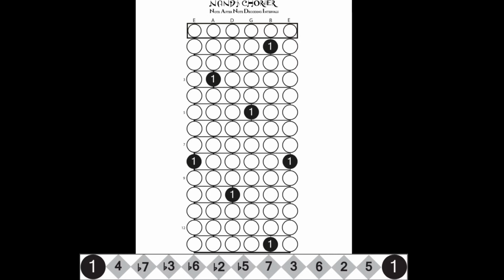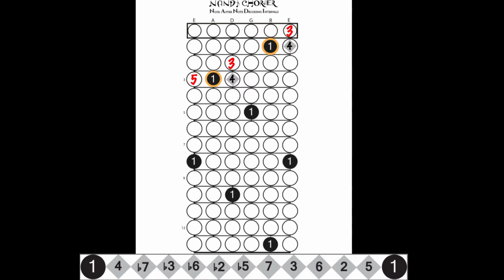Now, for every shape that we are going to look at, there are going to be 2 instances of each of the 3 and 5. So how do we go about finding these intervals? Let's start with the C shape. A third can be found to the right of the root, while a fifth can be found to the left of the root.